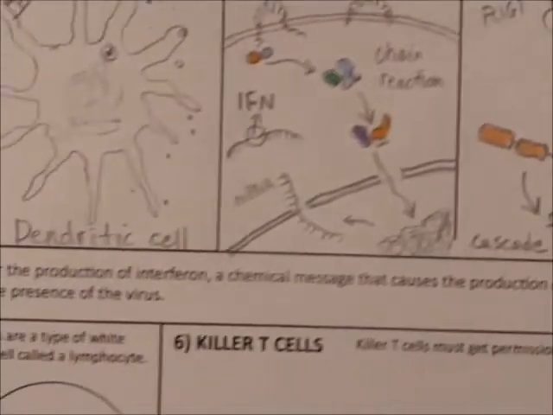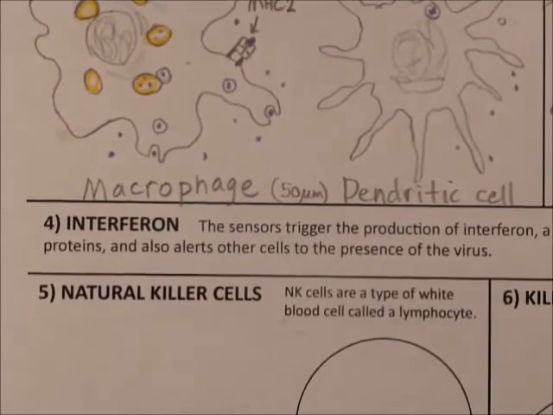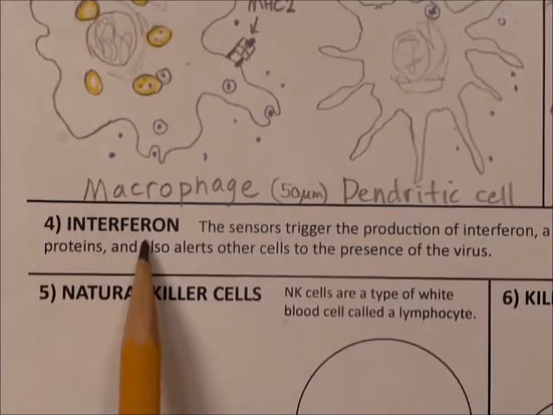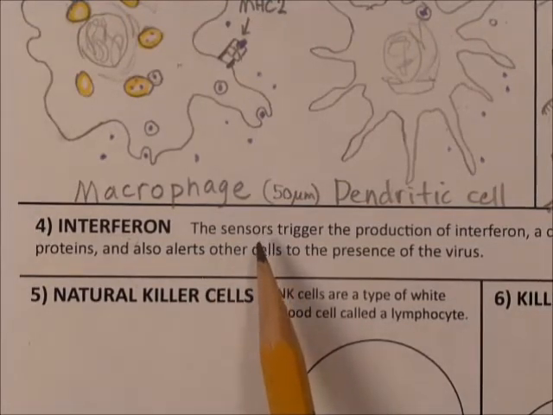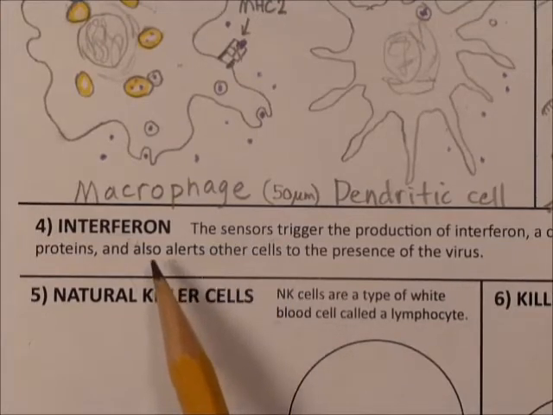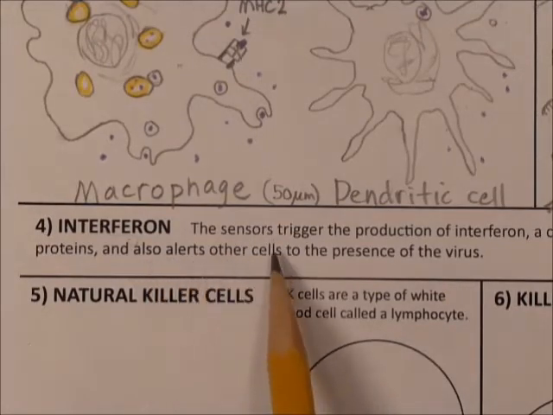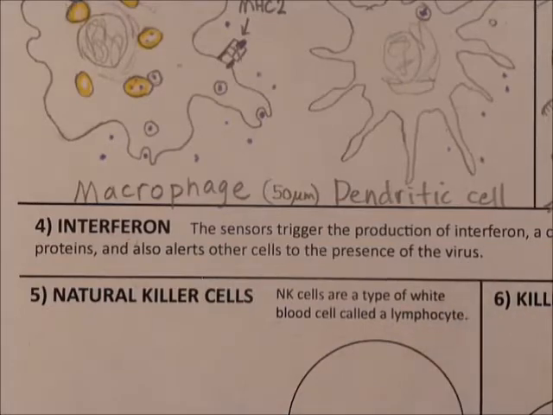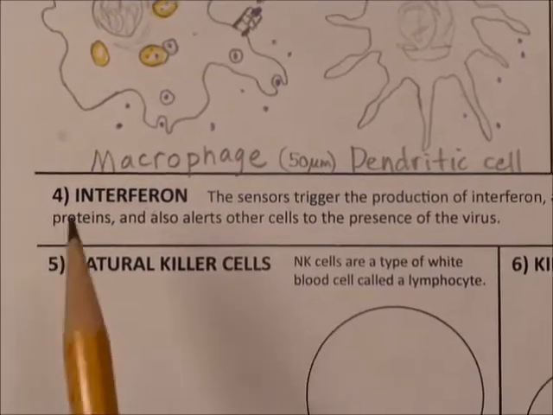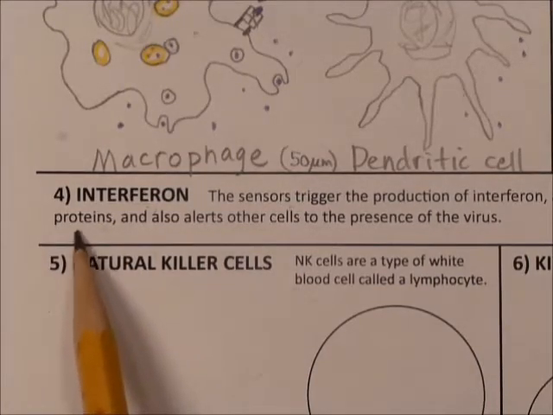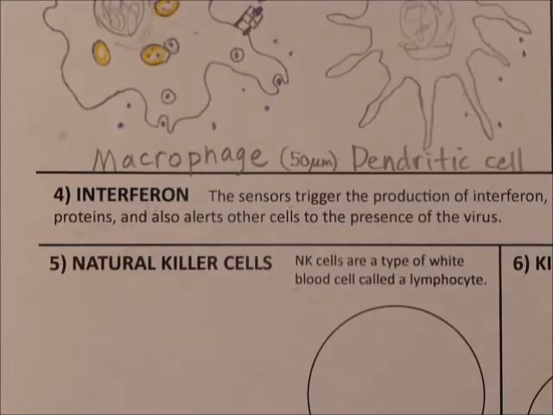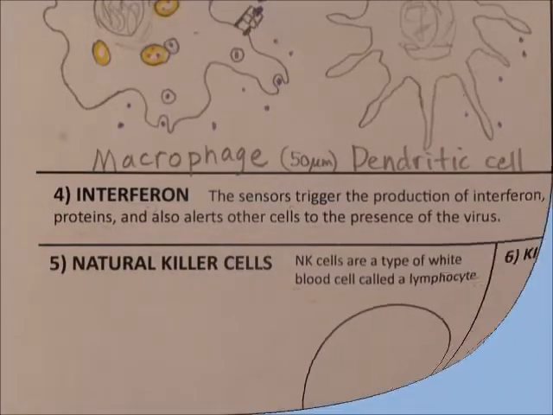So for number 4, I didn't know what to draw. I just listed interferon. It's one of these layers of defense. The sensors trigger the production of interferon, a chemical message that causes the production of many antiviral proteins, and also alerts other cells to the presence of the virus. And we've talked about that before. Also talked about the fact that hundreds of little proteins are made and we don't even know what they all do yet. So I can't really tell you a lot about them because it's really hard to find information.